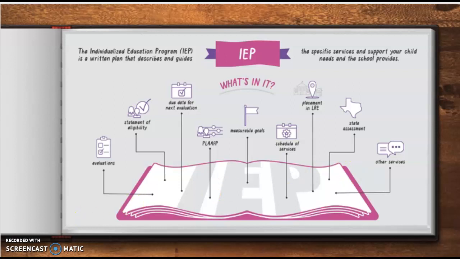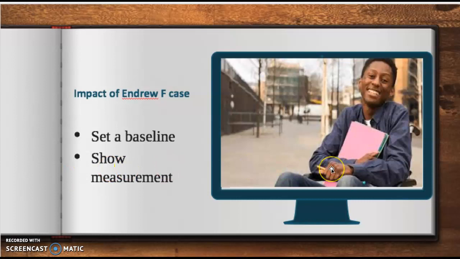There was a recent case where Drew was not being provided the services that he needed, and parents had sued, and this case had gone into the Supreme Court. Basically, Drew was not progressing, or the school was not able to show that Drew was progressing based on his special circumstances. So after that case, the present level needs to include the baseline so we can show measurement of progress. So what does a PLAAFP have?